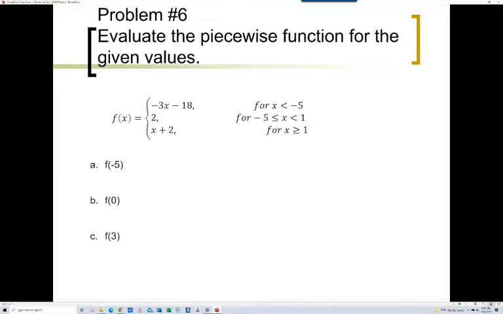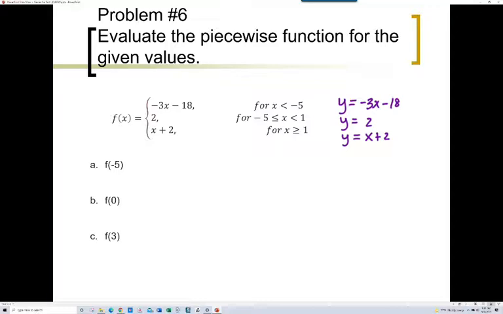All right, so here you have a piecewise function. So there's 3 pieces. The first one is basically the graph of y equals negative 3x minus 18, but it's just the piece of that line when x is less than negative 5. And then between negative 5 and 1, you're using the function y equals 2. And finally, if x is greater or equal to 1, you're using f of x equals x plus 2. Remember, y is another name for f of x. So again, these 3 graphs, we can take pieces of them and put them together, and we call this a piecewise function.